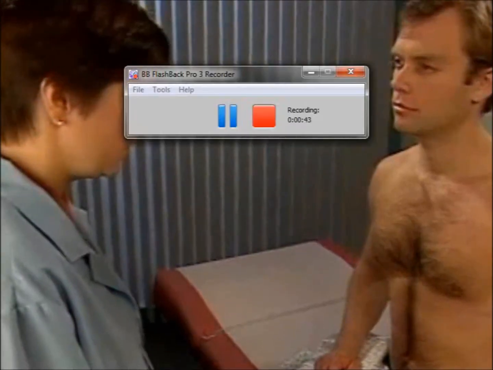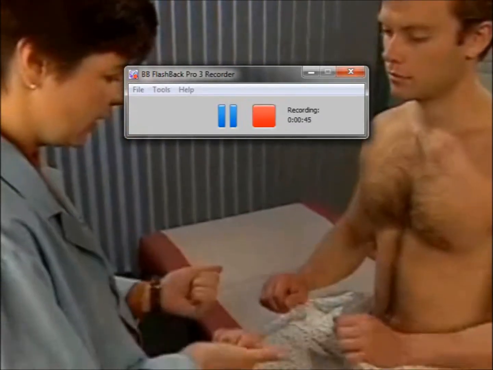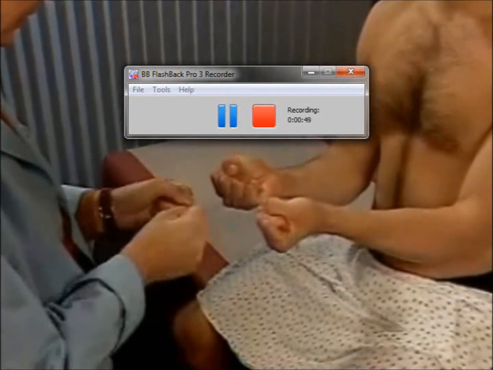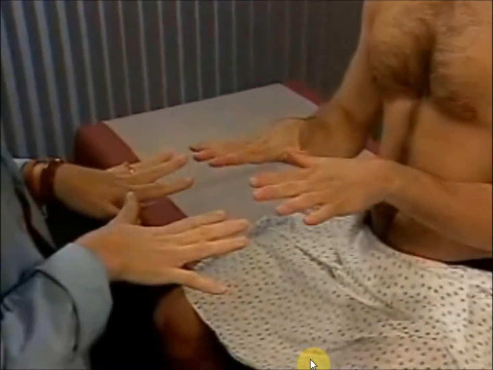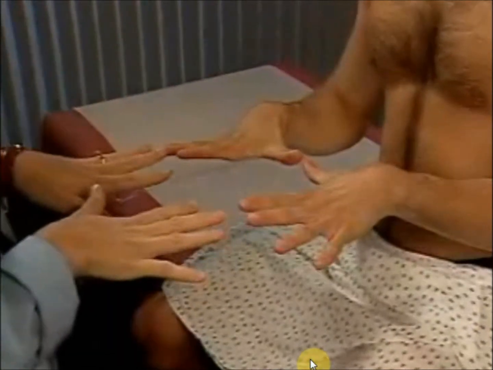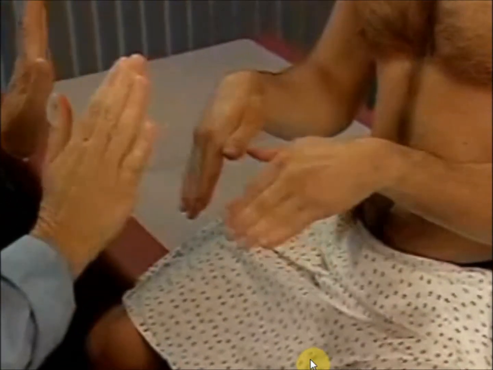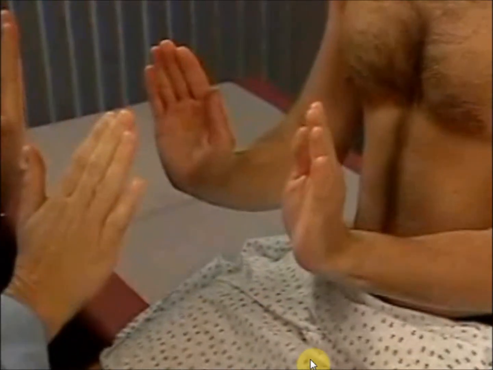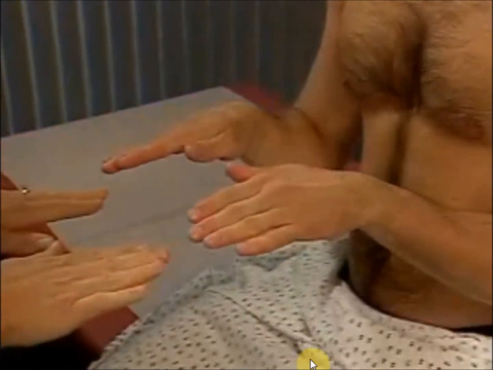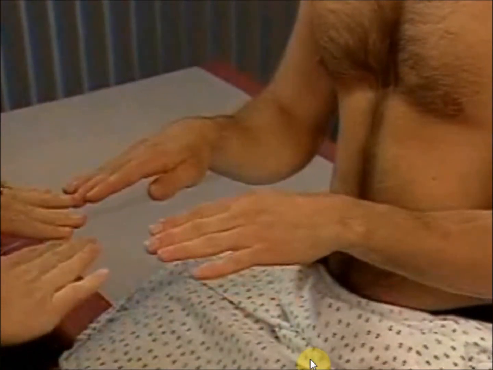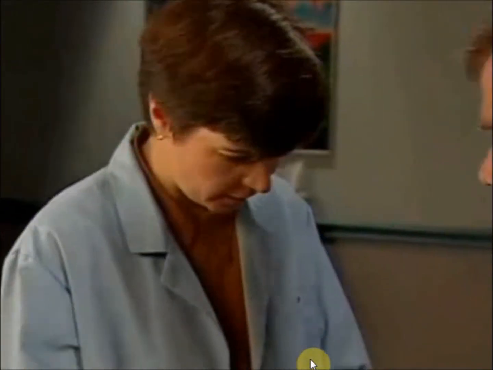Check range of motion in the patient's hands and wrists. Make a fist. Ask the patient to make a fist. Now extend and spread his fingers. And flex your wrists. Now extend them. Now move your wrists to the side, laterally, and now toward the center, medially.